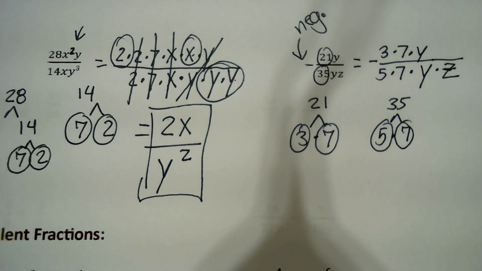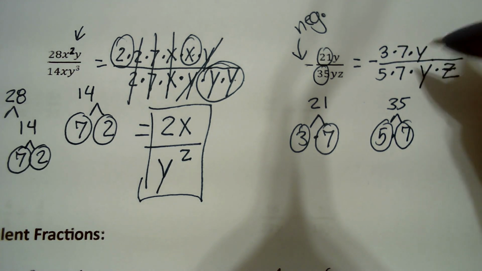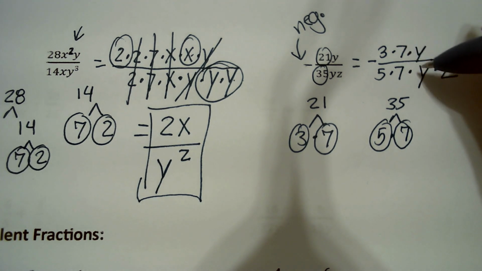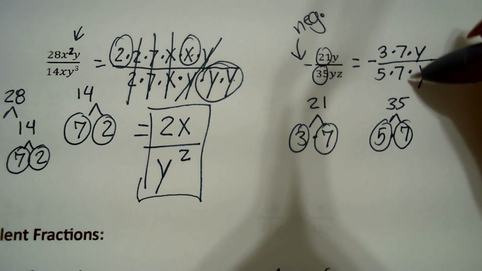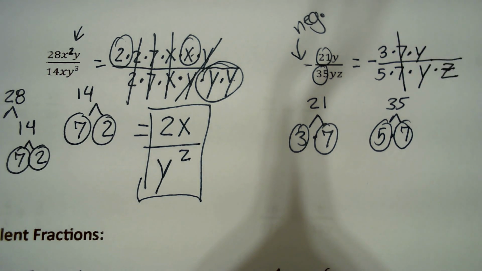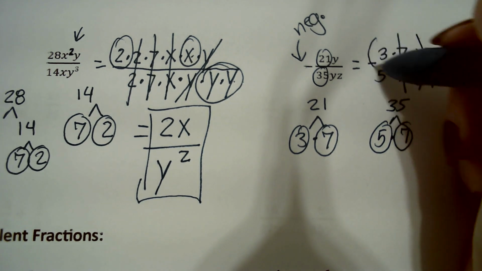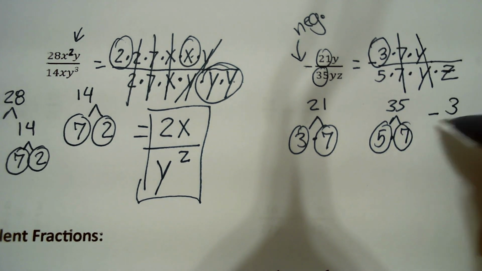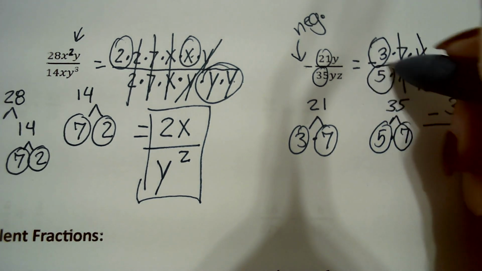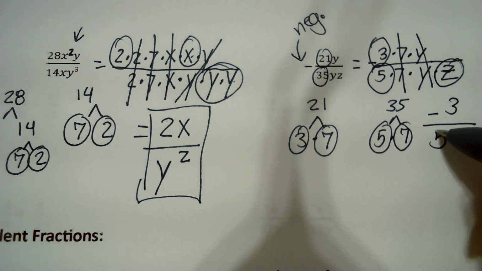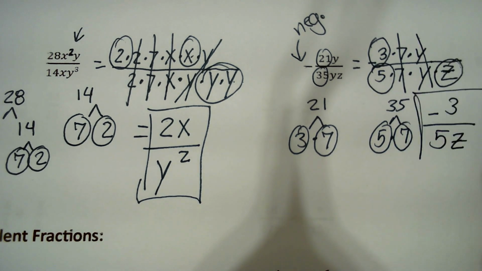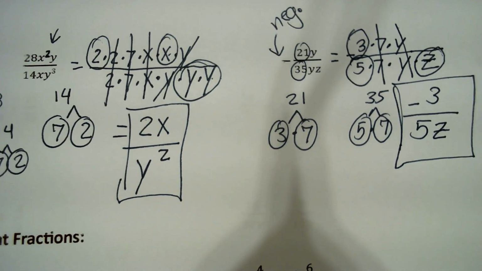So now that I've rewritten that, I can cancel out what I see that appears twice. I've got 2 7's there, 2 y's there. So what's left over is negative 3 and then 5 times z, so 5z. And that's my final answer.